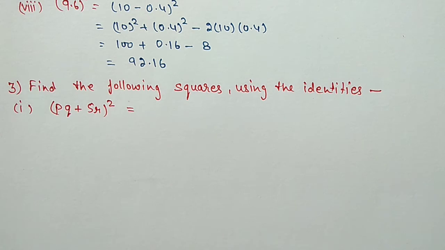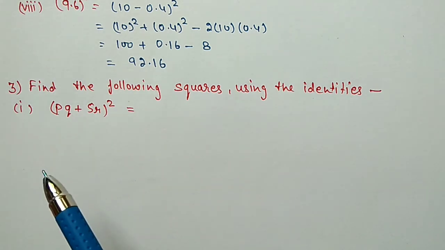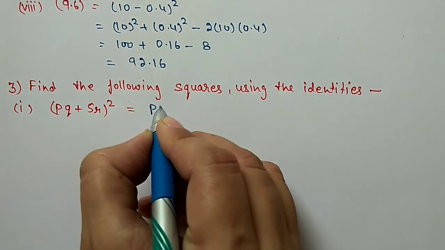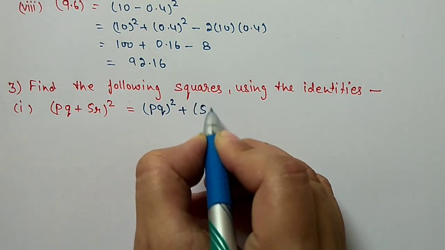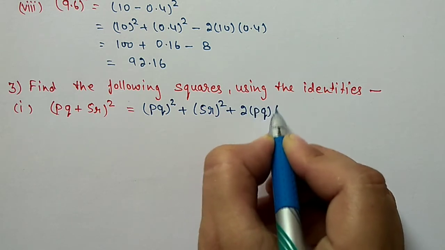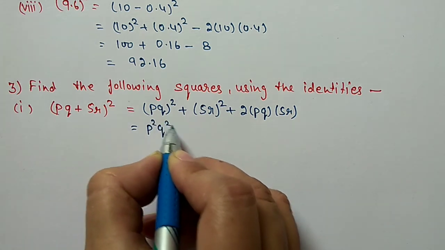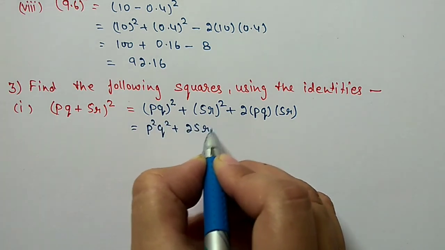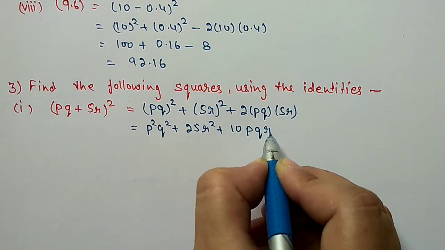Third question, find the following squares using the identities. First it is given (pq plus 5r) whole square. So because in between the plus symbol is there, it means we have to use here the a plus b whole square formula. So a square, in place of a we have pq, a square plus b square, then plus 2ab. It will become p square q square plus 25r square, and here 2 into 5 will become 10pqr.